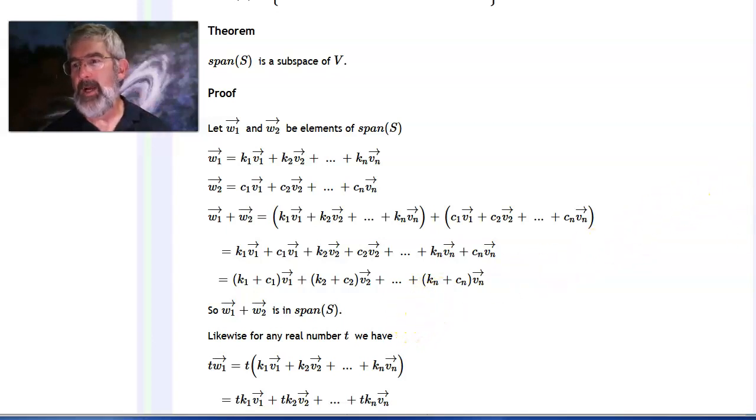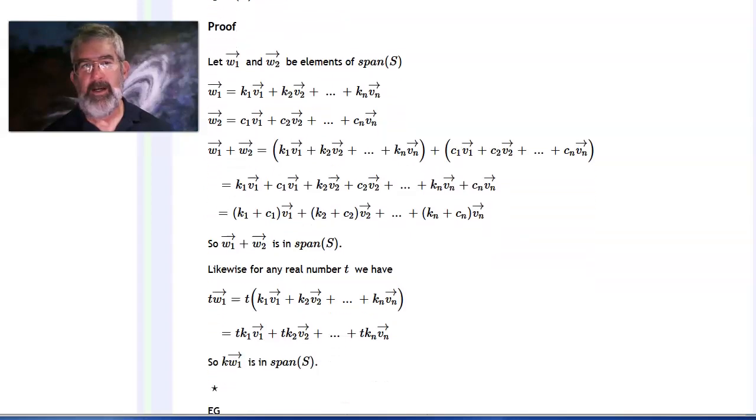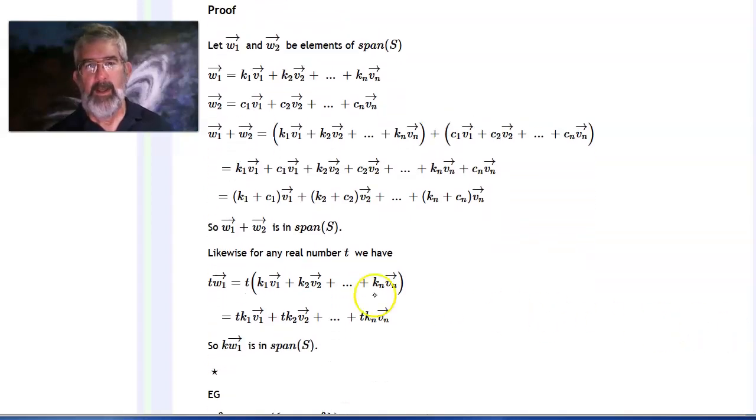Likewise, to see that scalar multiplication is closed, if I have a vector, same W1 here, this is a vector that's in the span of S, so it's some linear combination of v1 up to vn, and I multiply it by the constant t, that would look like this, and then I can use the distributive property and multiply the t's in there. When I multiply the t's in there, what I get is tk1 times v1 plus tk2 times v2 plus all the way up to tkn times vn.